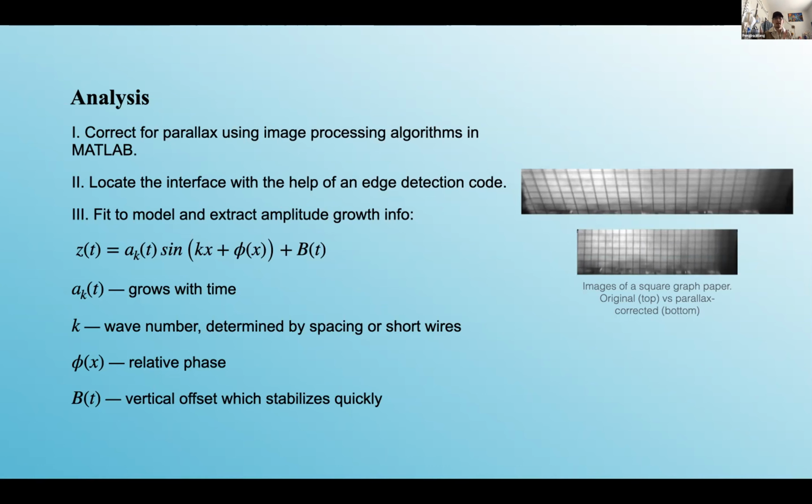And then after that, you use another MATLAB code, an edge detection code, to locate the interface. And then you fit that interface to a model, the model given by that equation, and extract amplitude growth information from it. In this model, we are mostly interested in the A sub K parameter.